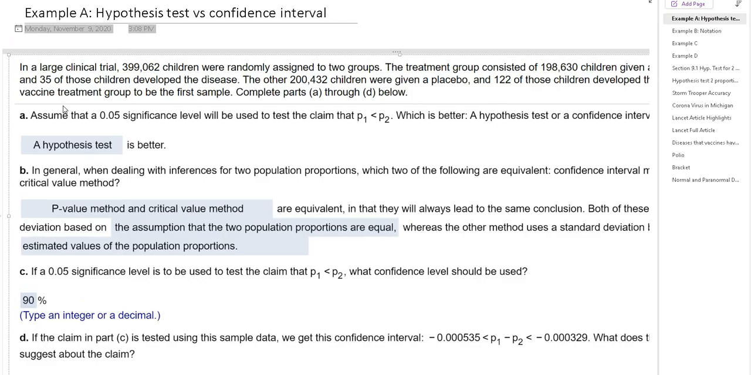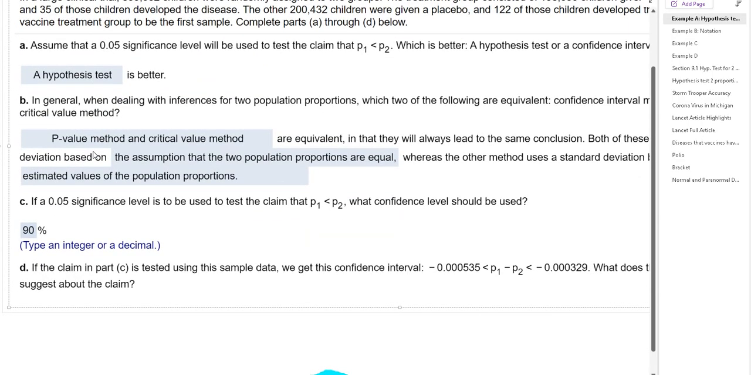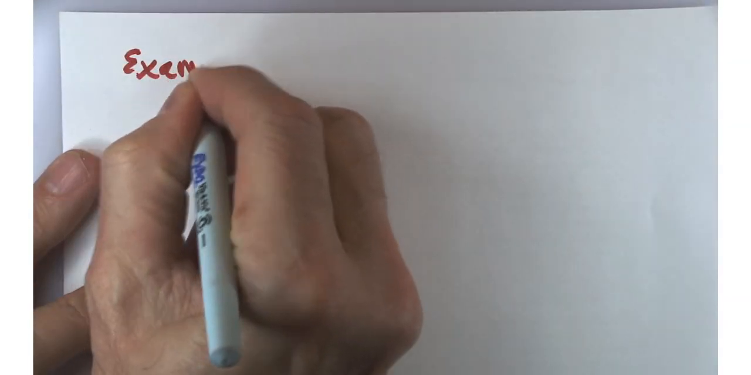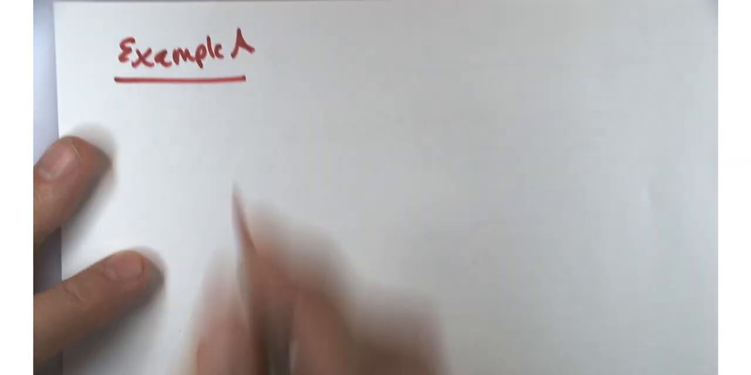So let's take a look at example A. Now, a lot of times I like to give myself some notation for these things rather than just deal with P1 and P2, which is what you're going to see in your assignments. Either way, no matter how you label it, you do have to keep track of things. To me, P1 and P2 just doesn't help me navigate my way through the problem. It just doesn't look right.